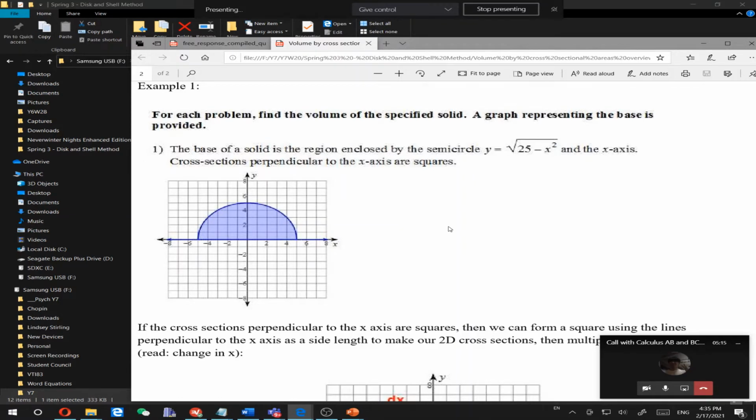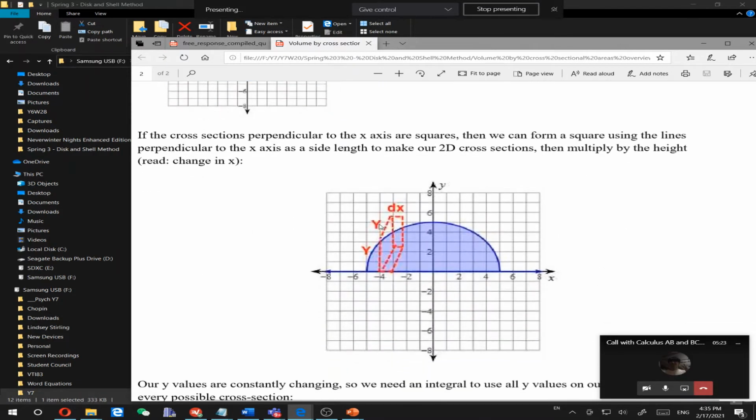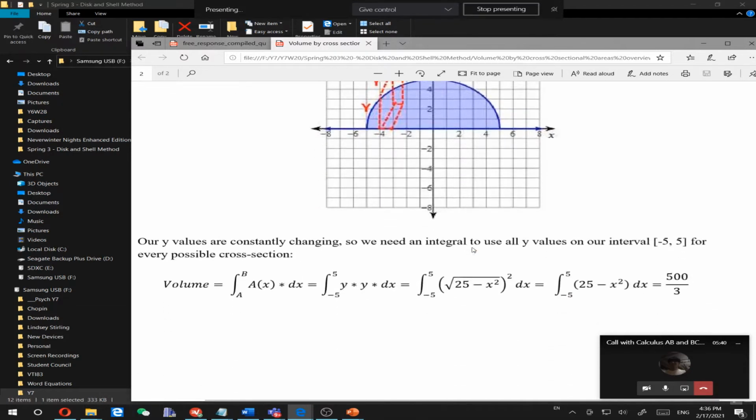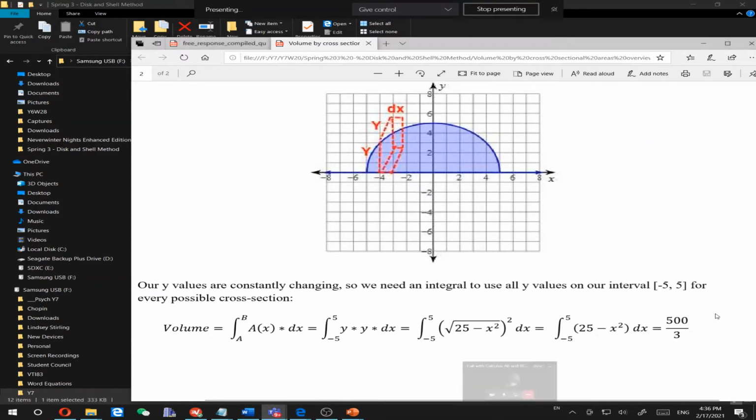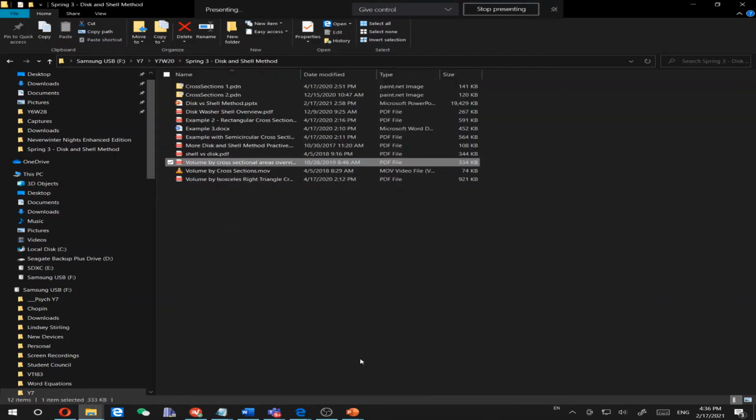So here I've got a base that is a semicircle of root 25 minus x squared and the x-axis. If cross-sections perpendicular to the x-axis are squares, then we can start building those squares popping outside of the page. The side in the xy plane would be length y. The side popping out of the page would also be length y since these are squares. And we would integrate from -5 to +5, the points where we hit the x-axis, in order to keep stacking these on top of each other. Any questions? Volume by cross-sections? No. All right. So let's try a couple.